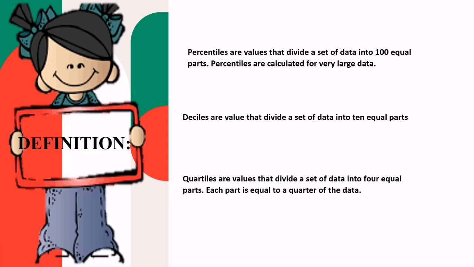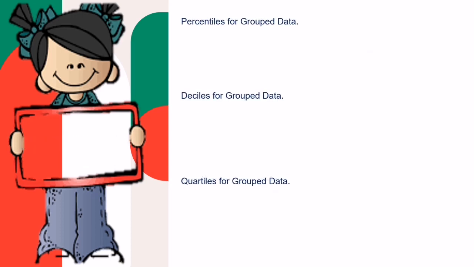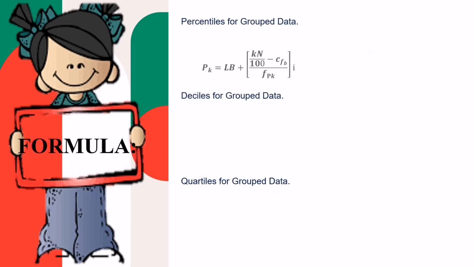Again, for percentile, we have 100 parts. For decile, we have 10 equal parts. And then for quartiles, we have 4 equal parts. For the formula, for percentiles, P sub k is equal to LB plus k times n over 100 minus CF sub b all over f sub p sub k times i.